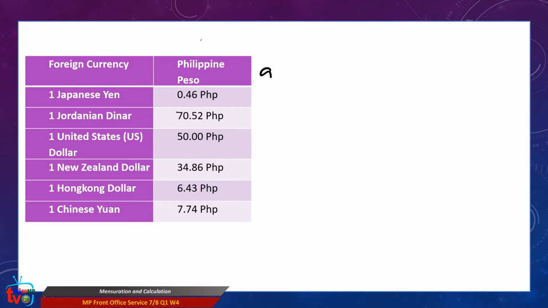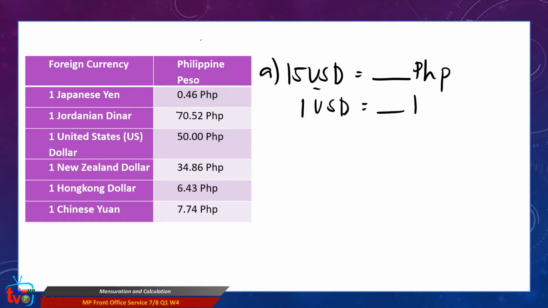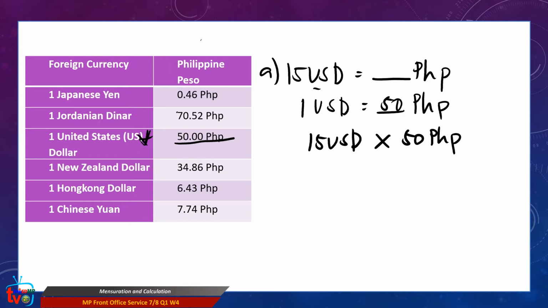Letter A, 15 US dollars is how much in Philippine peso? First, you should identify the equivalence of 1 US dollar in Philippine peso using this table. So 1 US dollar is equivalent to 50 pesos. 15 US dollars times 50 pesos is how much? So 15 times 50, that would be 750 pesos. So 15 US dollars is equivalent to 750 pesos.